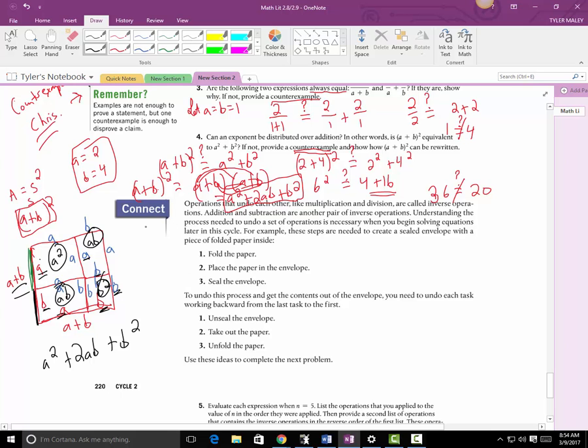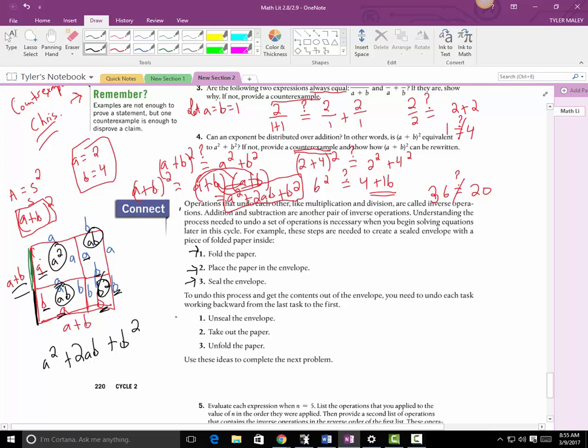All right. So then we have the connect, right, which is the last part before the reflection. So the connect, you can read over this. It's just talking about how we have operations that are inverses of each other, like multiplication and division, squaring and square root, and so forth. And we're given an example where we're folding a piece of paper and putting it in an envelope to mail it, right? So if you mail a letter to someone, the first thing you do is you fold your letter, right? So it'll fit in the envelope, and then you put it in the envelope, number 2, and then you're going to seal the envelope, right?